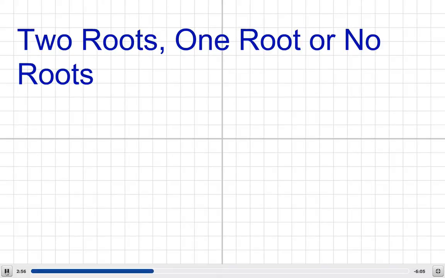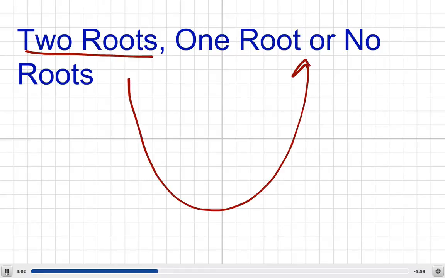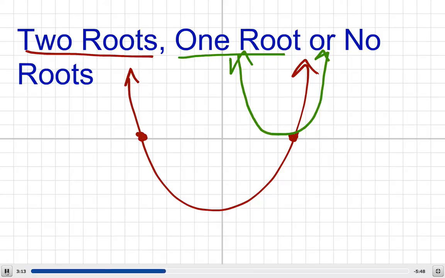Depending on how the graph looks, a quadratic function can have two roots, in which case it's going to look like this because it crosses the x-axis in two locations. It can have one root where it'll look like this, where you can see it only hits the x-axis in one location. Or it can look like this, where it's not going to cross or hit the x-axis at all.